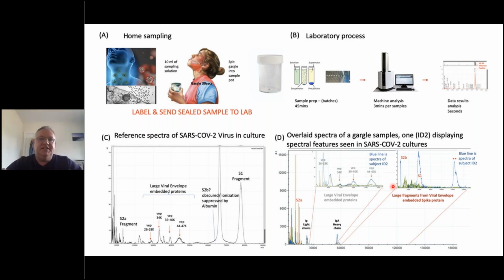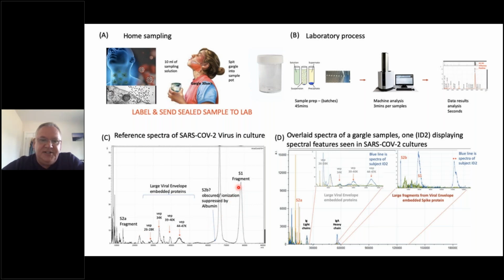So we have the basis of a test. Sampling could be at home. It's just a simple gargle. 10 mils of water turned out to be better than saline. It could go to the laboratory where we would filter it to get rid of any bacteria. And then we'd do the acetone precipitation, put it onto the mass spec, we'd get a spectra, and we could then start to identify the various peaks.